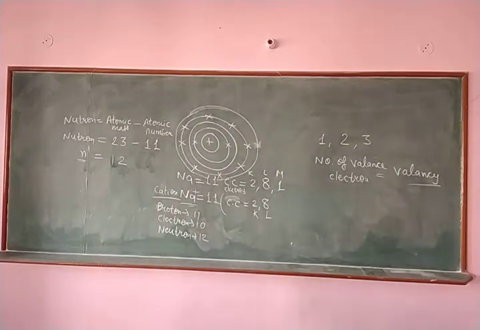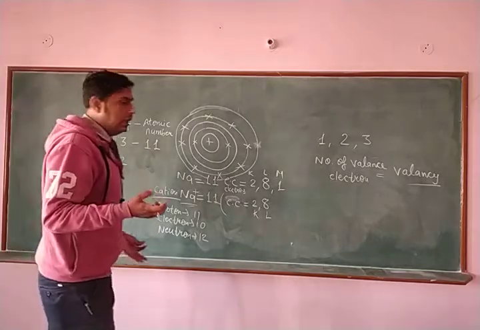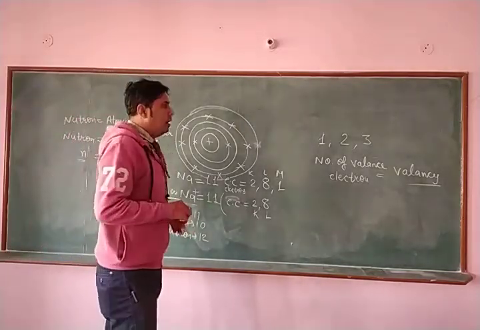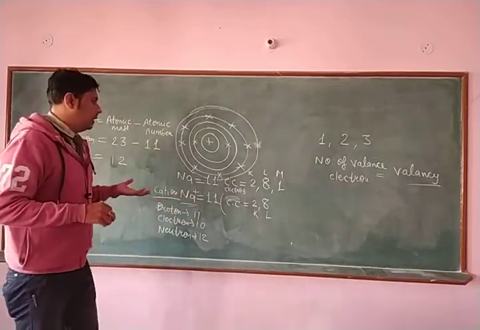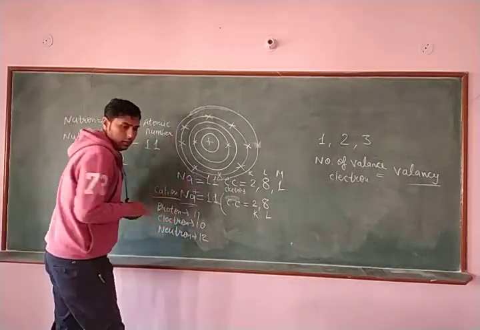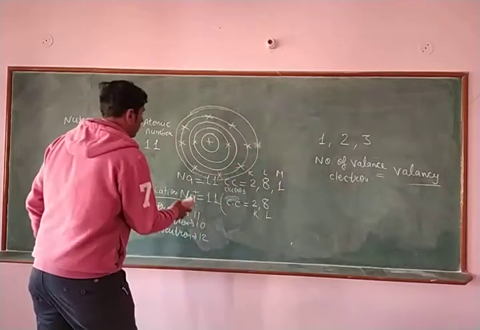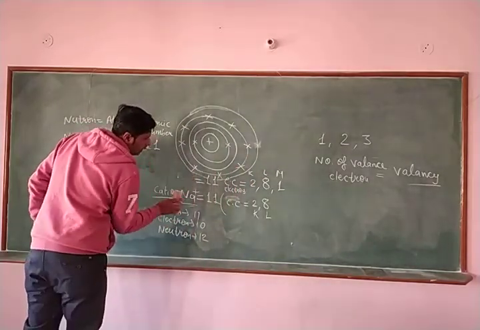Okay, so this is an example for cation. Now if I say what about anion? Anion is a negative charge. So for negative charge, we have the example of chlorine. The atomic number of chlorine is 17. Okay, so from here we will manage.